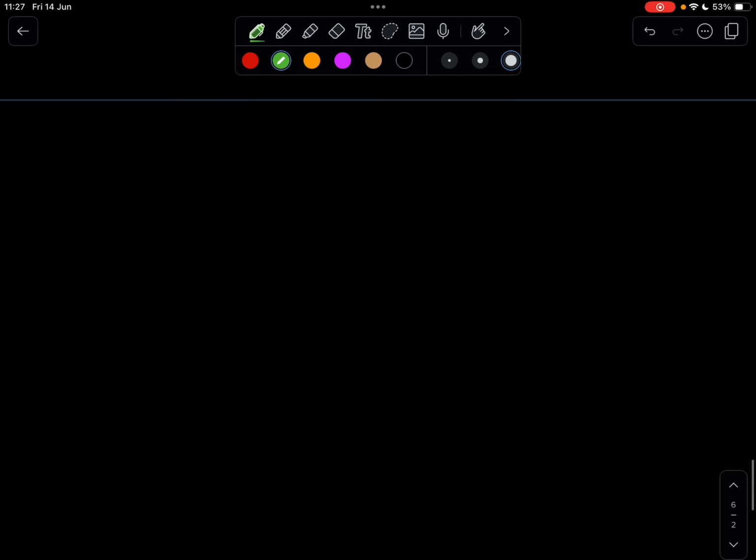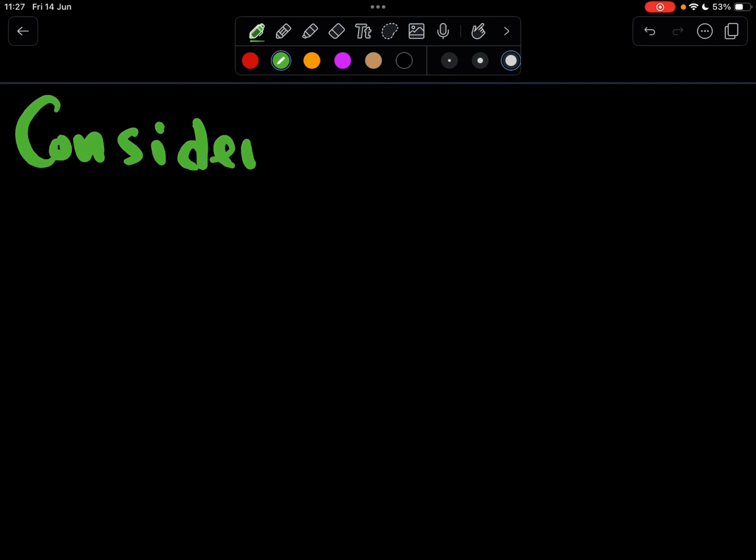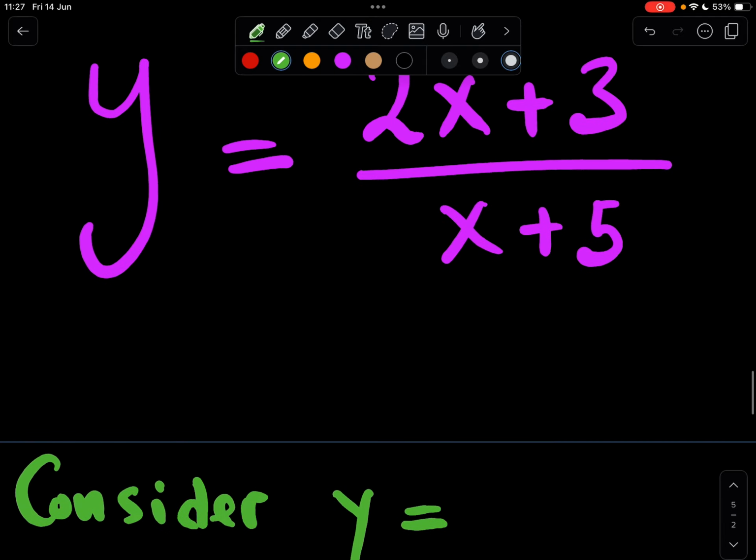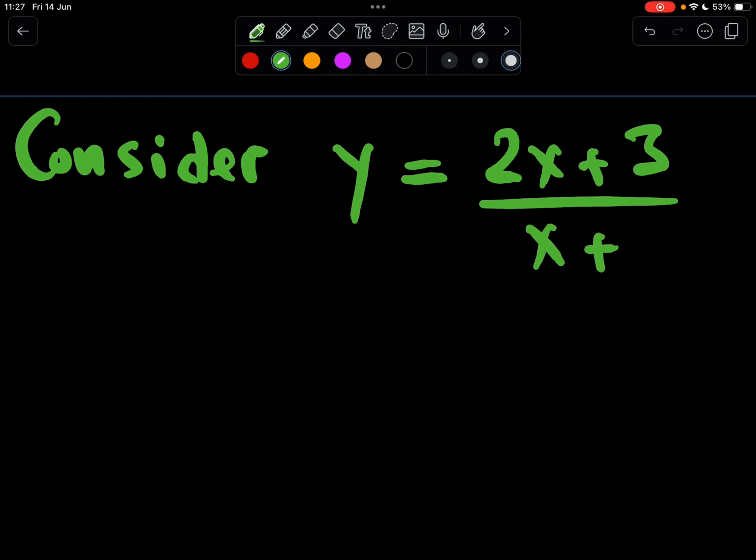So, I'm going to consider the given expression. Let's consider y equals (2x + 3) over (x + 5). This is what we are looking at. In order to deal with this problem, this is how we're going to go about it.